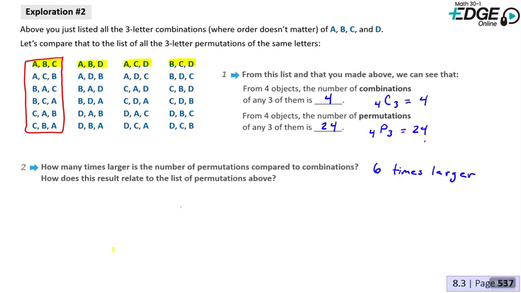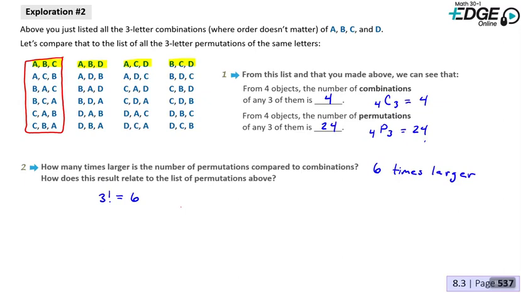Well, we are arranging 3 elements, right? A, B, C, A, C, B, and so on. So here we are arranging 3 elements. There are 3 factorial ways to do that. That means for each committee of 3 people, there are 6 arrangements. So it shouldn't be a surprise that once we start considering order, the answer becomes 6 times larger.